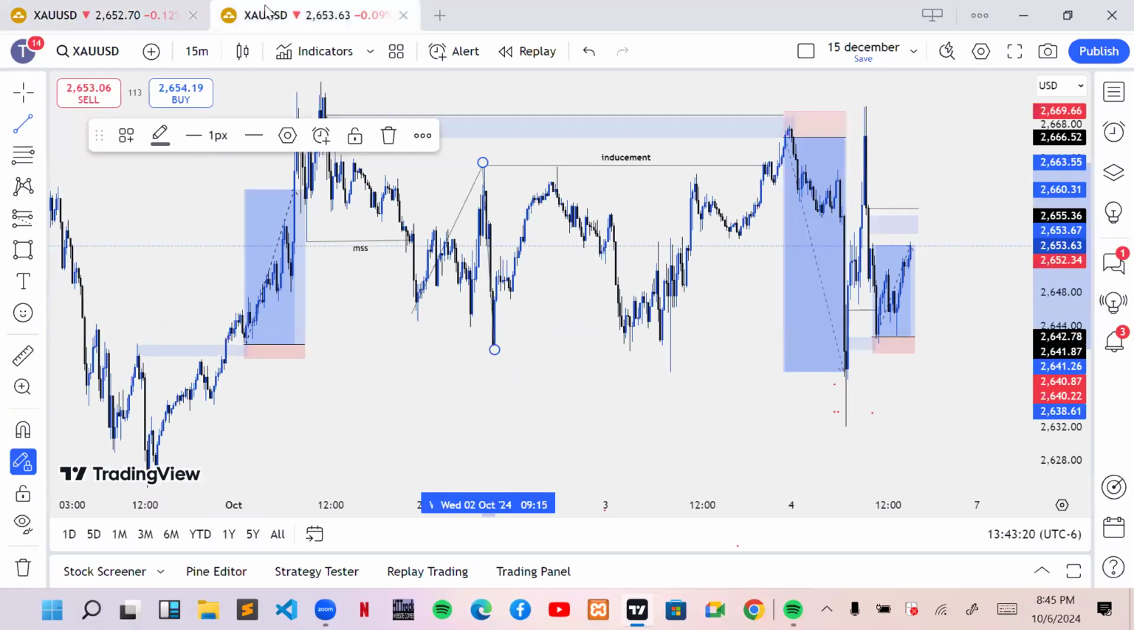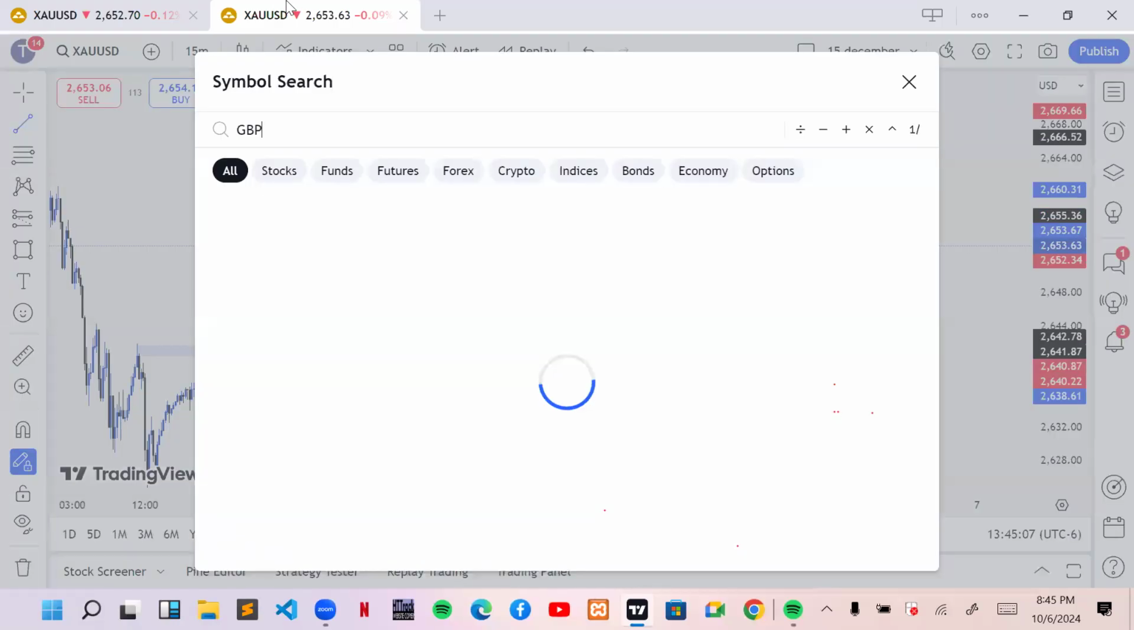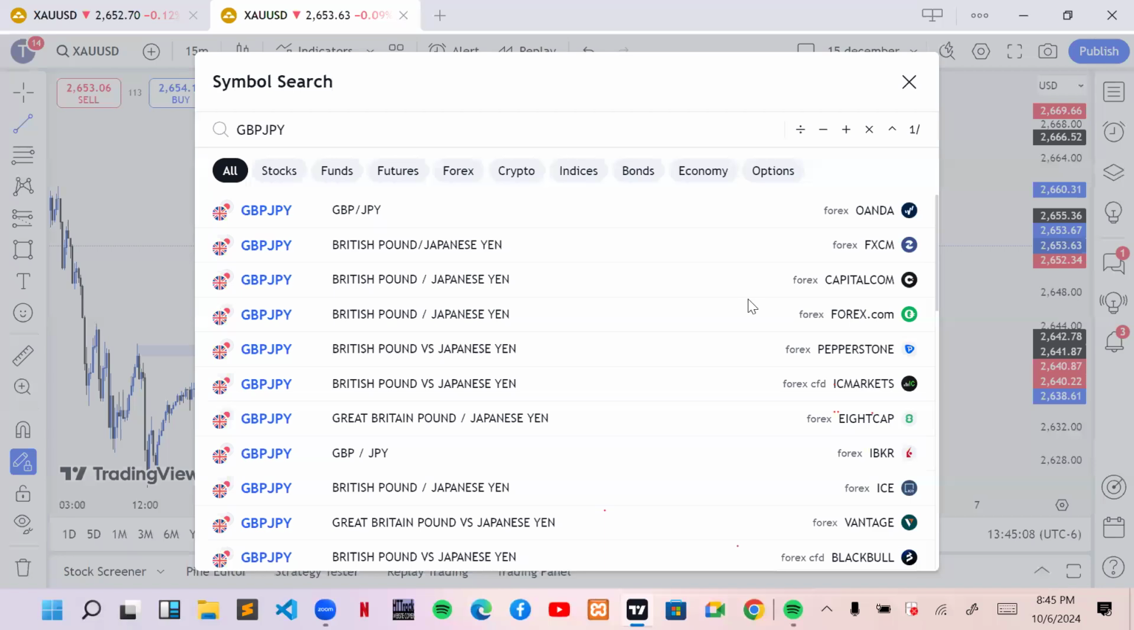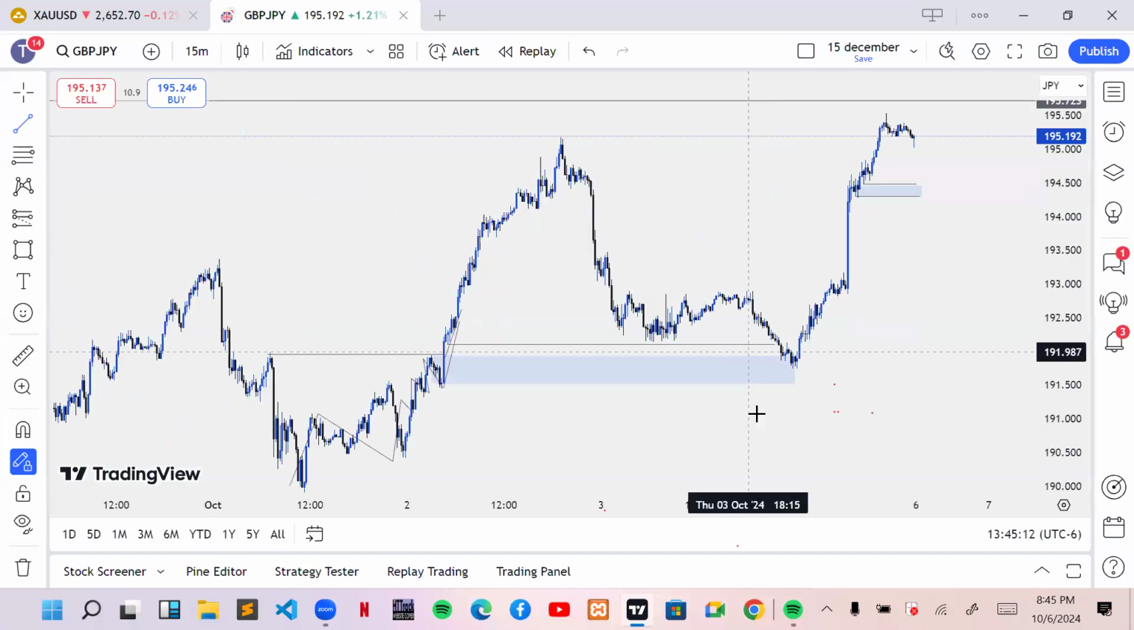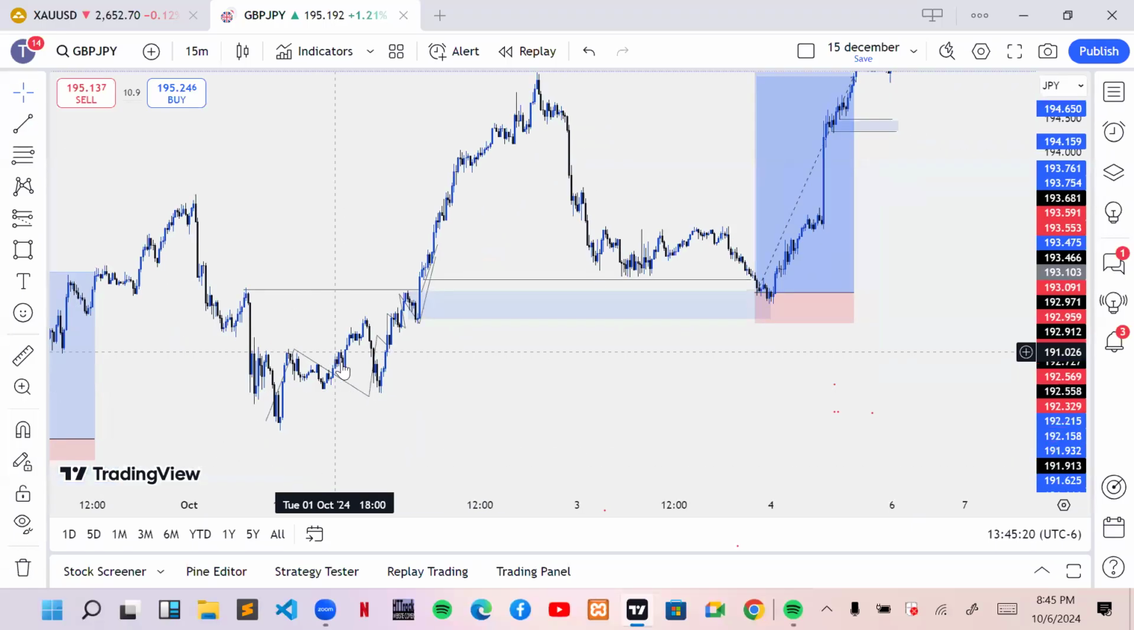So this is the one for gold market structure shift. This is the first pullback right here. And then I will show for the GBP chart that I was on for a pullback in break of structure. So this was a resistance zone in the market right here, and the market was making higher highs, higher lows.